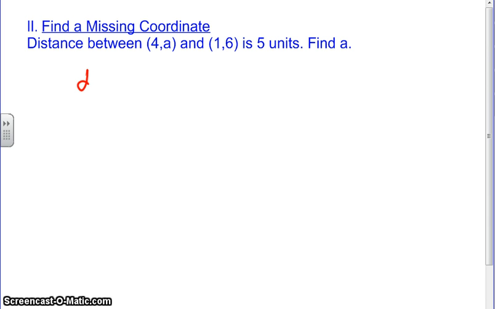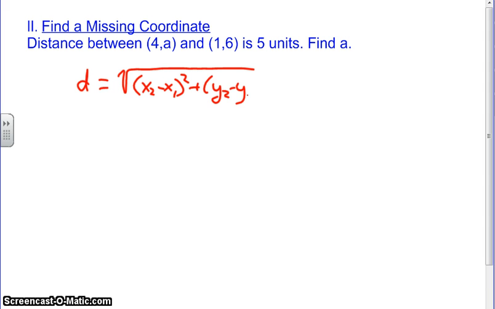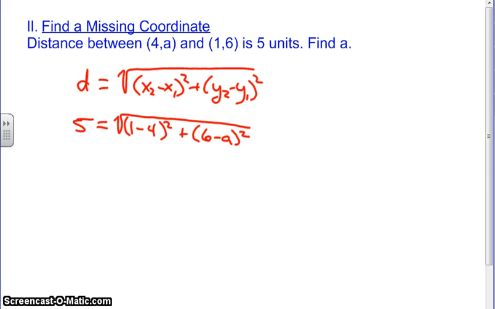Once again, we start with the formula. And who can substitute the known values into this one now? Jocelyn. Do we know D? Oh, 5. We know D. Good. So 5 equals the square root of 1 minus 4 squared plus 6 minus a squared. Good. Okay, so we have a lot going on.